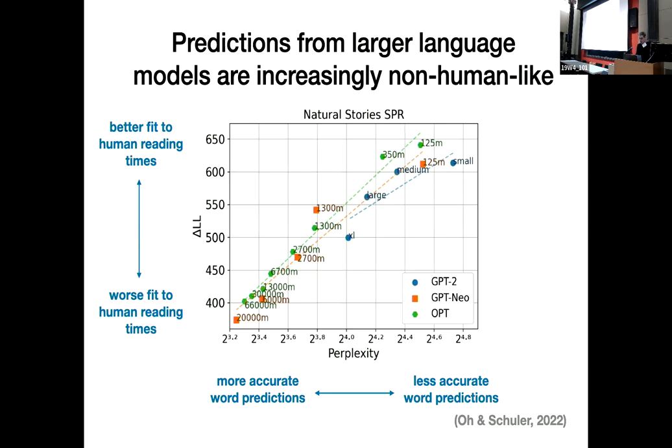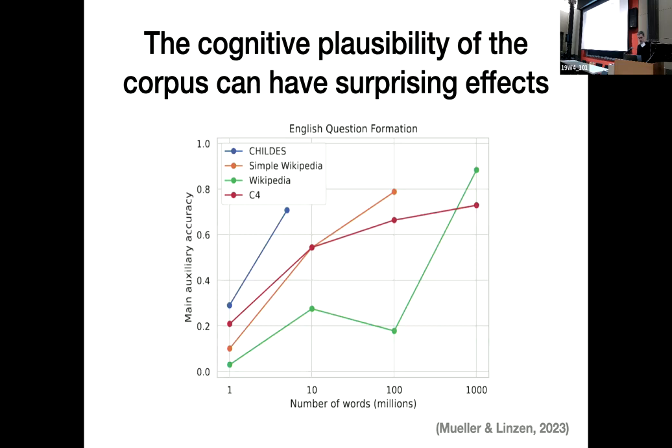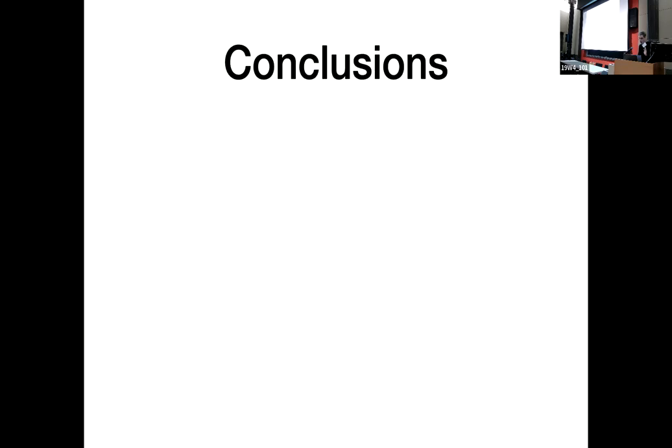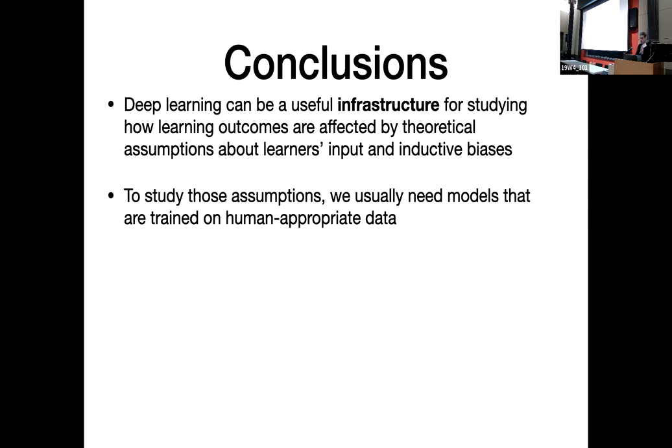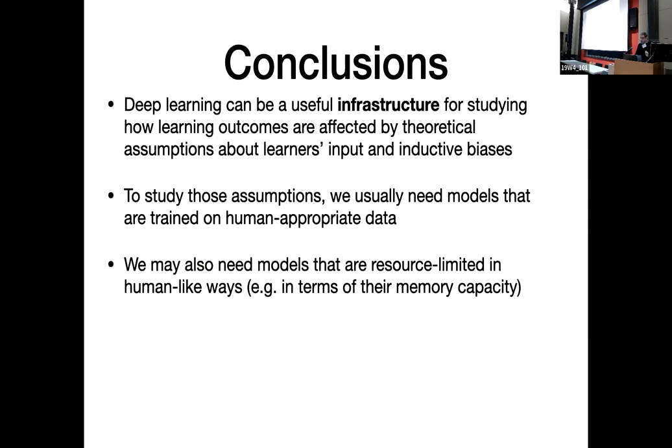So to summarize, I'll maybe talk about the slide in the panel. To summarize, I showed that deep learning can be useful infrastructure for studying how the outcome of learning is affected by different theoretical assumptions about input and about inductive biases. But to study those assumptions, we need models that are trained on data that's appropriate to addressing those questions, data that's similar to the data that humans are exposed to. We might also need models that are resource limited in a human-like way. They don't have a working memory of thousands of words like transformers do.